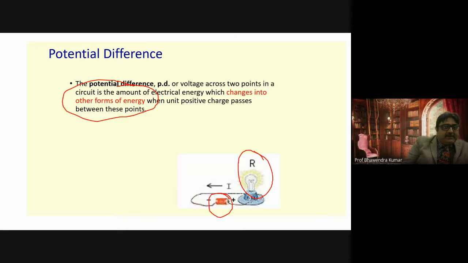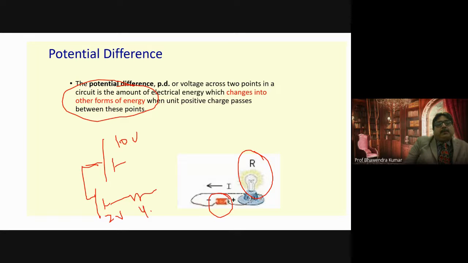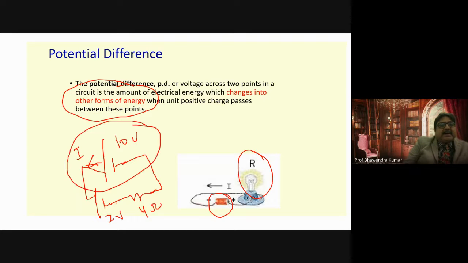Do you understand it? Suppose there are 2 batteries. One battery is having an EMF of say 10 volts, right? And there is another battery of EMF 2 volt, and there is a 4 ohm resistance here. Then what will happen? The current will be supplied by this, but that current I is entering into this cell. So this 10 volt cell is getting discharged. Why is it getting discharged? Because the current is coming out of its positive terminal. And this 2 volt cell is getting charged.